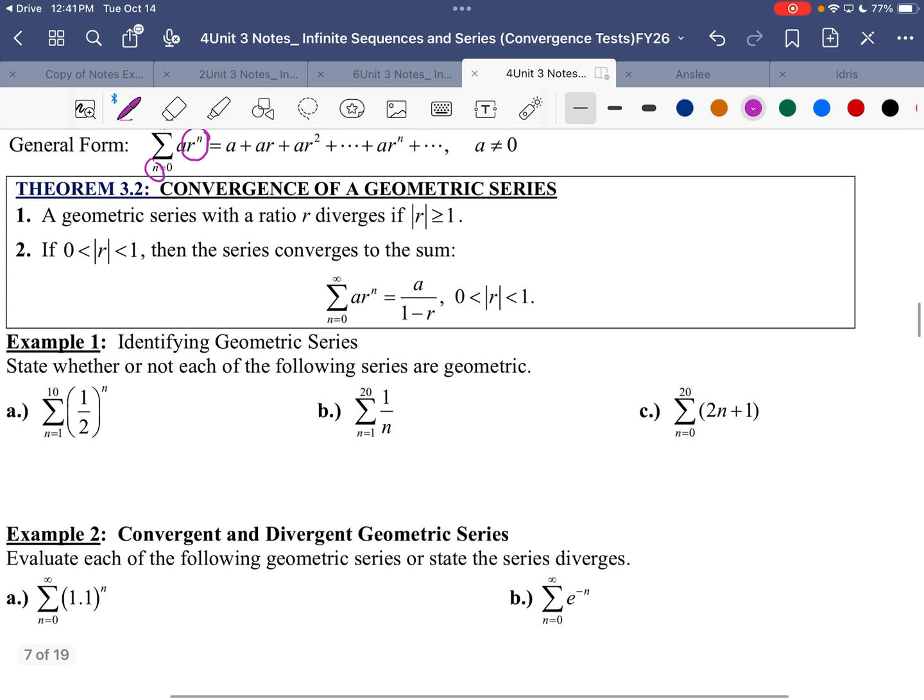Okay, so on 1A, is this geometric? Yes. Okay, B, is this geometric? No. N is not the exponent. How about C? No, N is not the exponent.